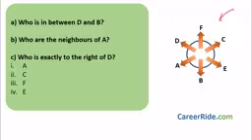Okay, let's move on to questions. Who is between D and B? D, B. A. Answer is A. Who are neighbors of A? A is over here. Neighbors are D and B. Who is exactly to the right of D? Now, this is D. D is facing outside. Right of D is this. Who is exactly to the right of D? F. F is the answer.